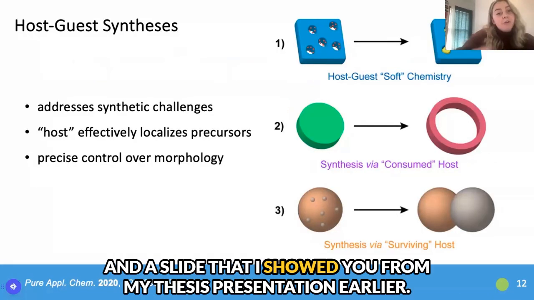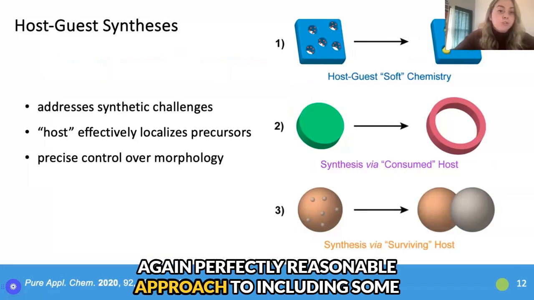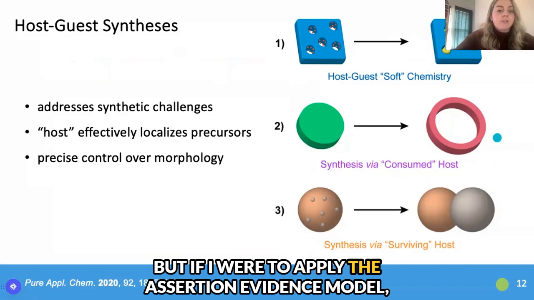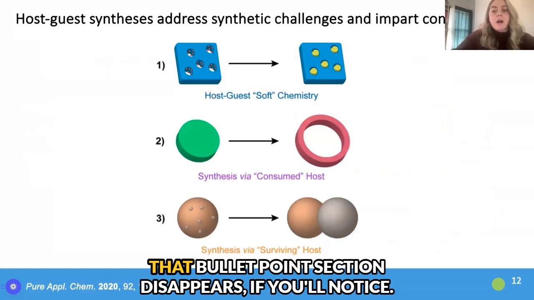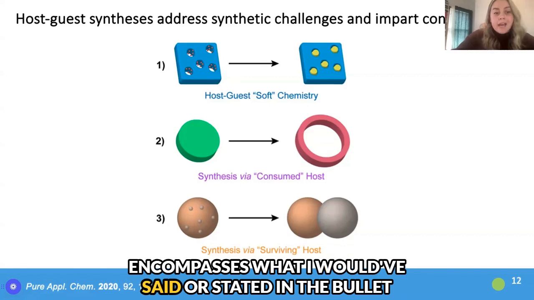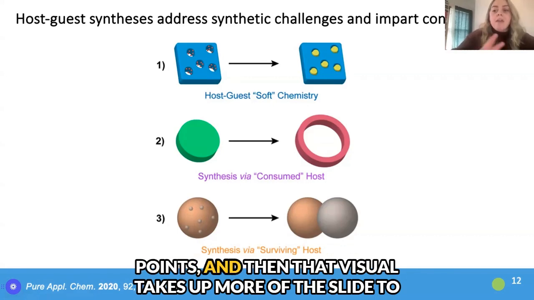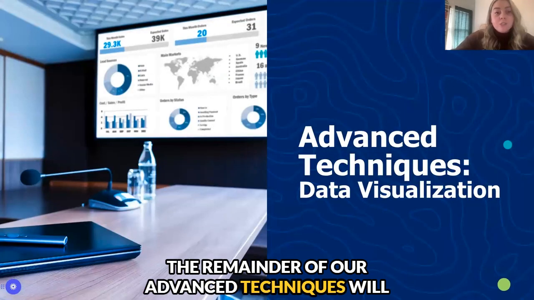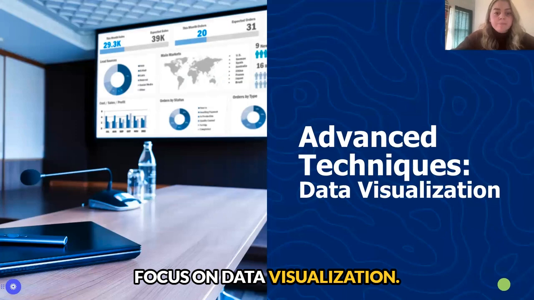And a slide that I showed you from my thesis presentation earlier, again, perfectly reasonable approach to including some bullet points as well as a visual. But if I were to apply the assertion evidence model, that bullet point section disappears. If you'll notice, the title now includes a little bit more of a takeaway. So it encompasses what I would have said or stated in the bullet points. And then that visual takes up more of the slide to bring that message across. The remainder of our advanced techniques will focus on data visualization.